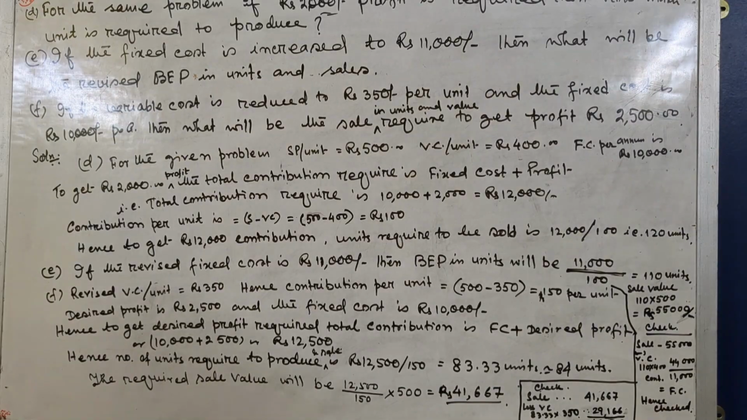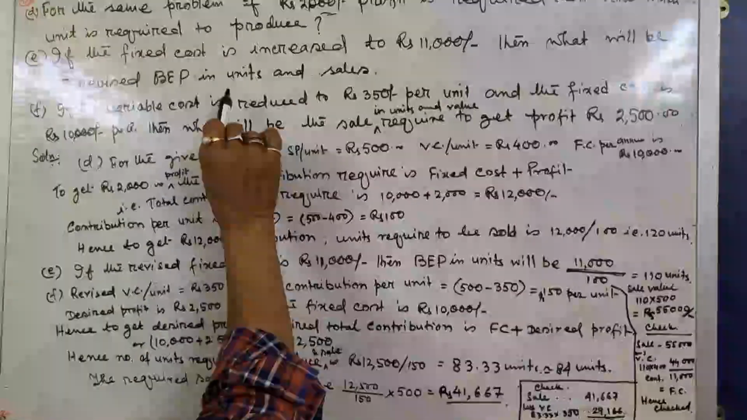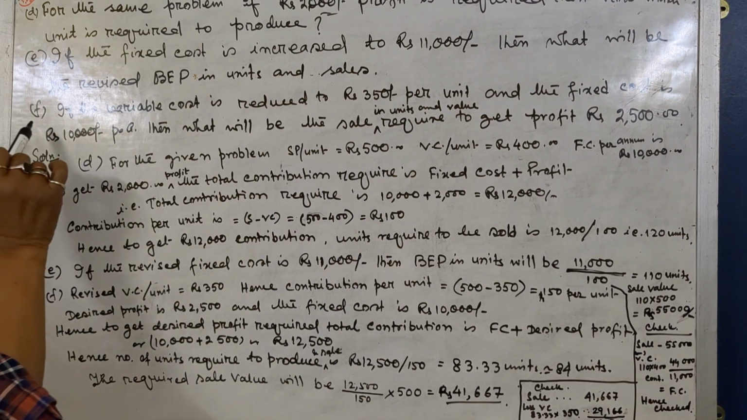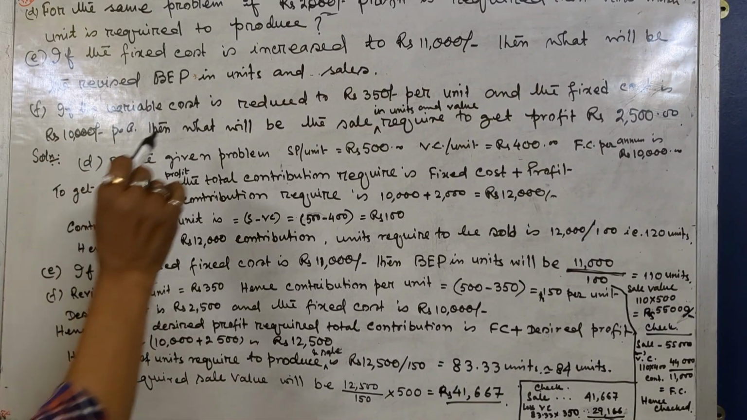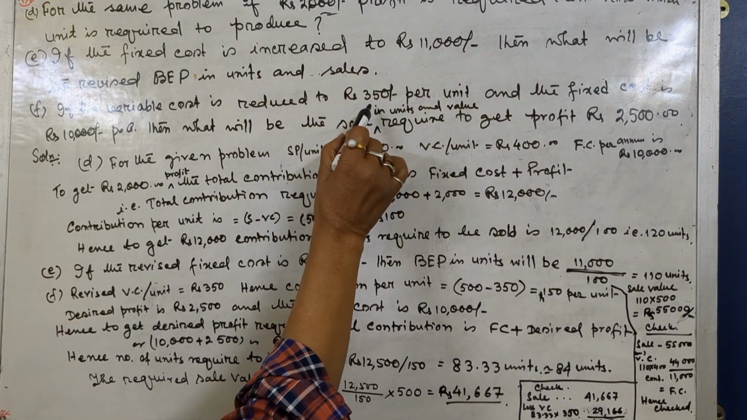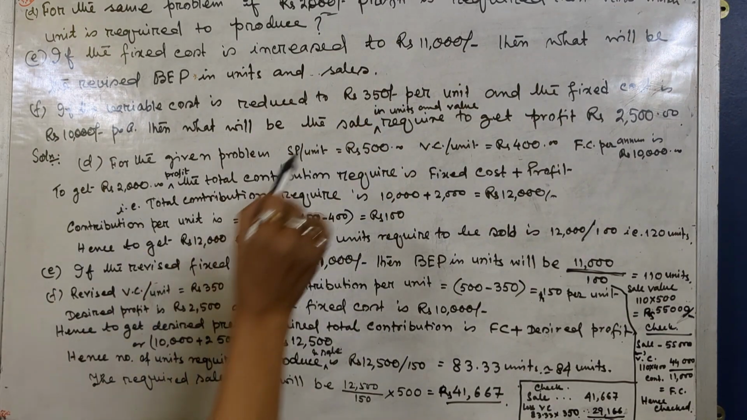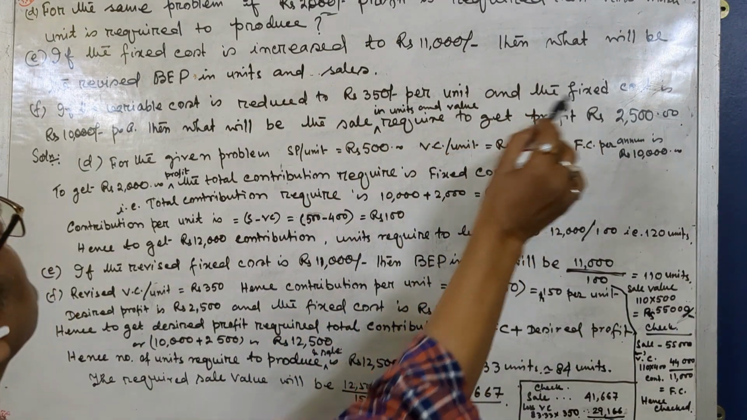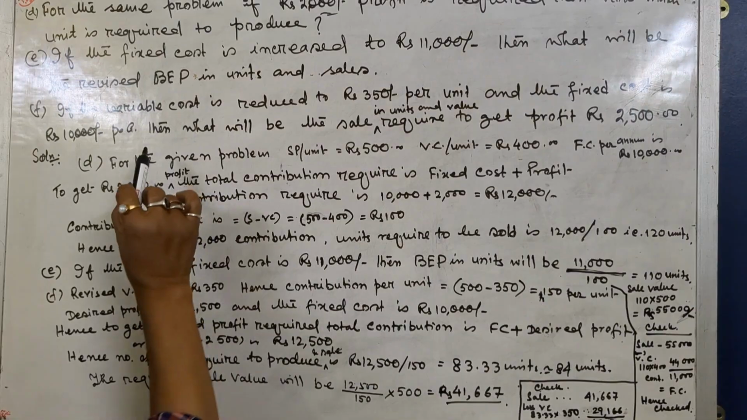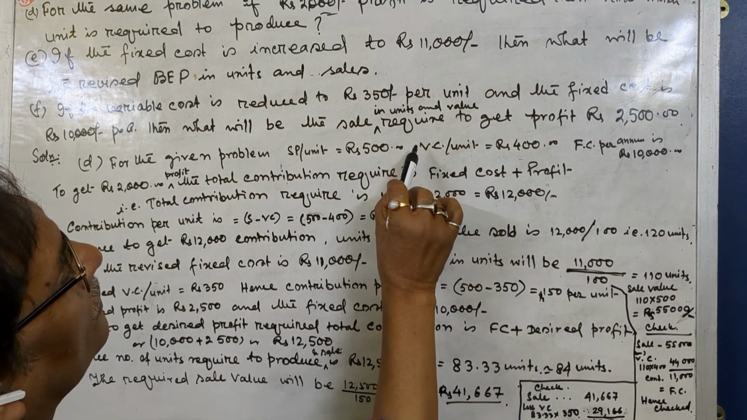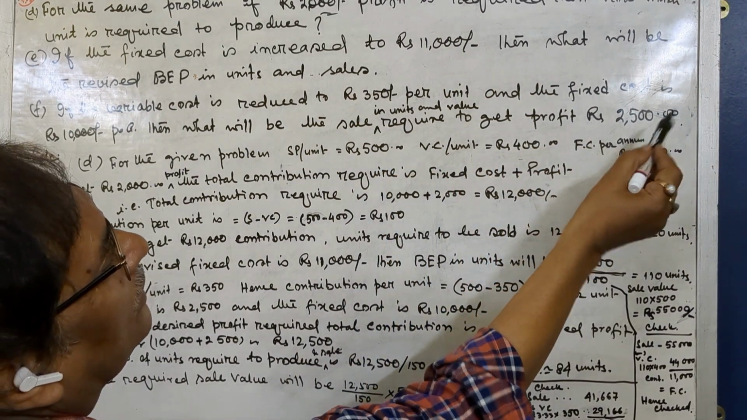The next one is, if the fixed cost is increased to rupees 11,000, then what will be the revised break-even point in units as well as sales? And the last one, if the variable cost is reduced to rupees 350 per unit, previously it was rupees 400 per unit, and the fixed cost remains the same, that is 10,000 per annum, then what will be the sales in units and value required to get a profit of 2,500?